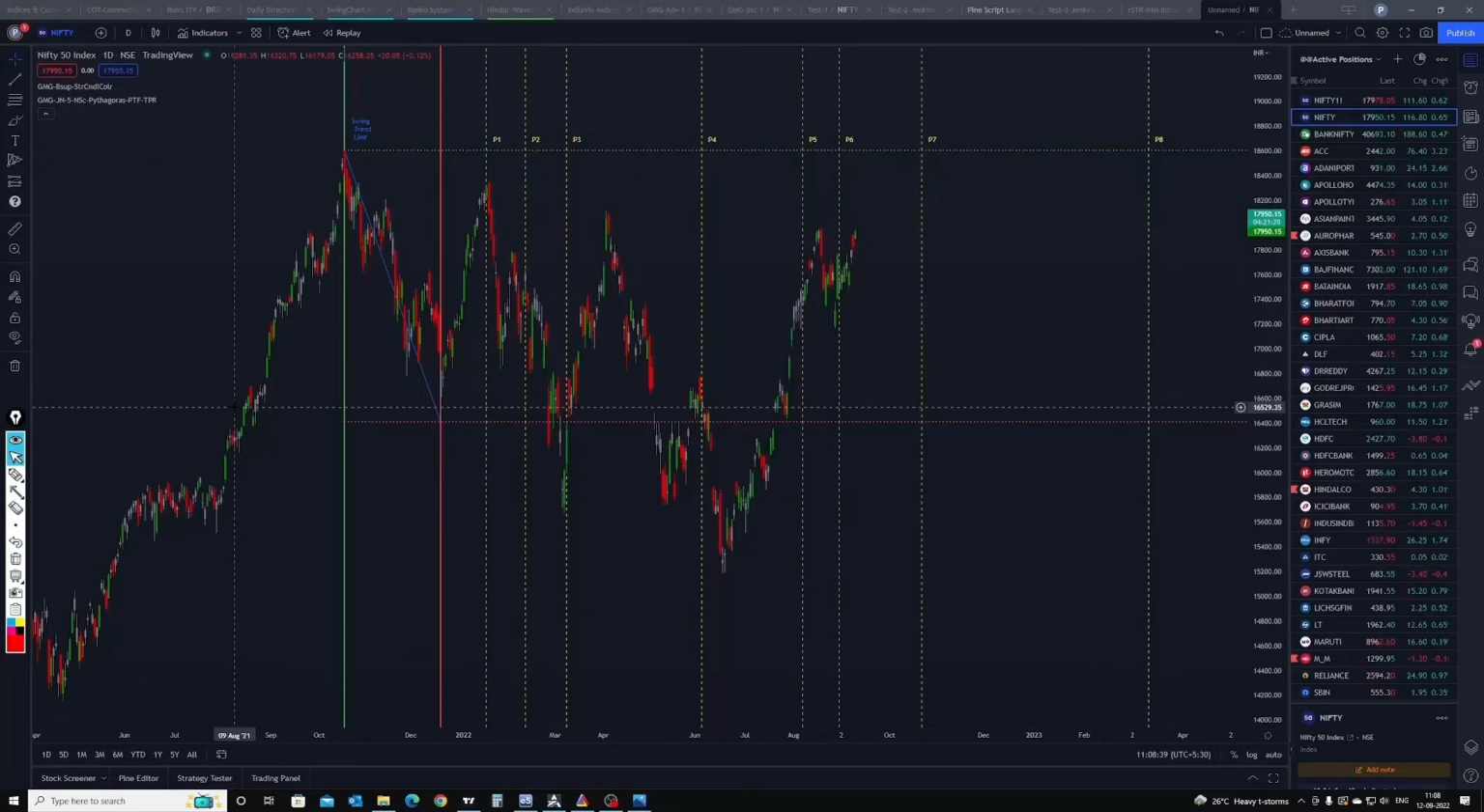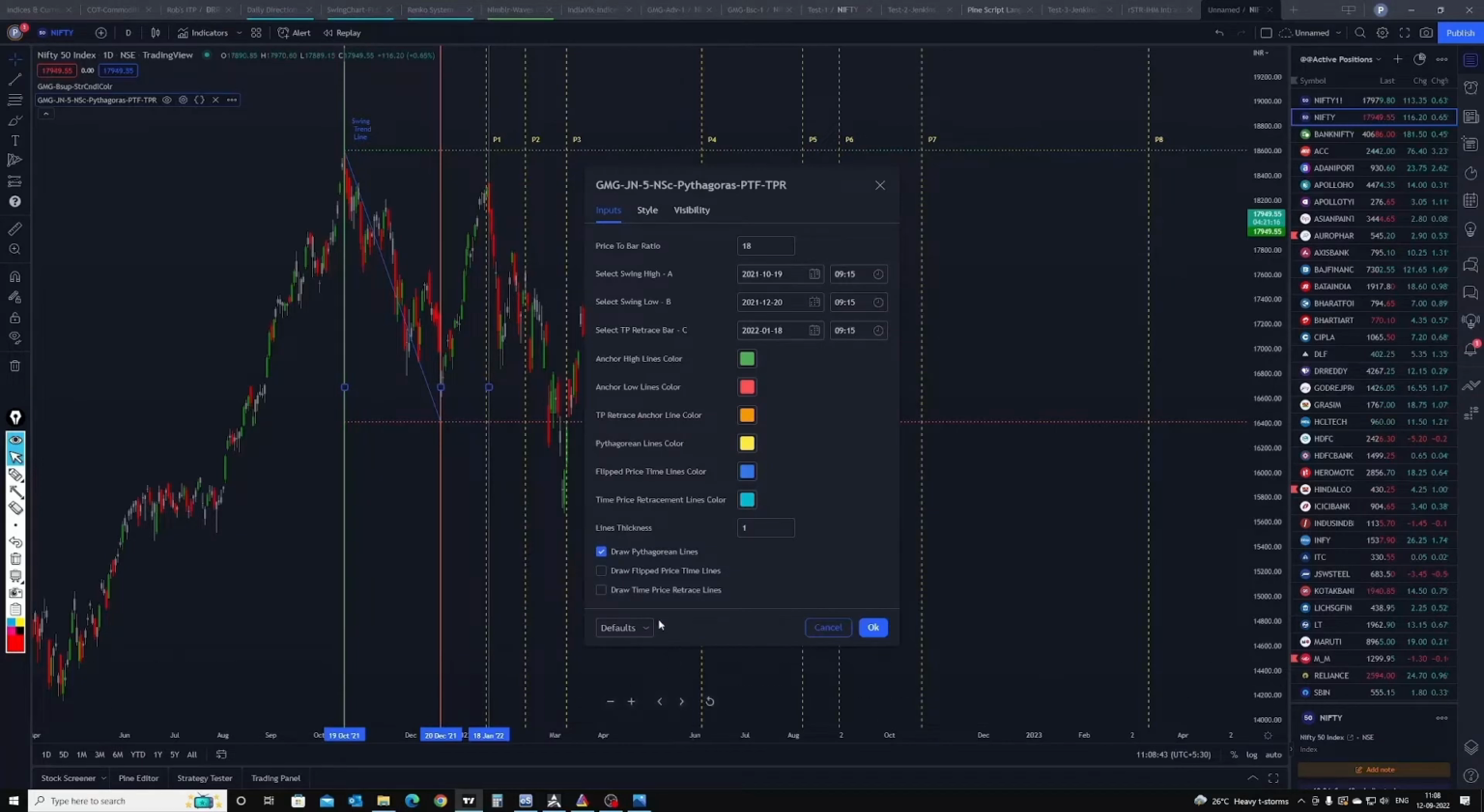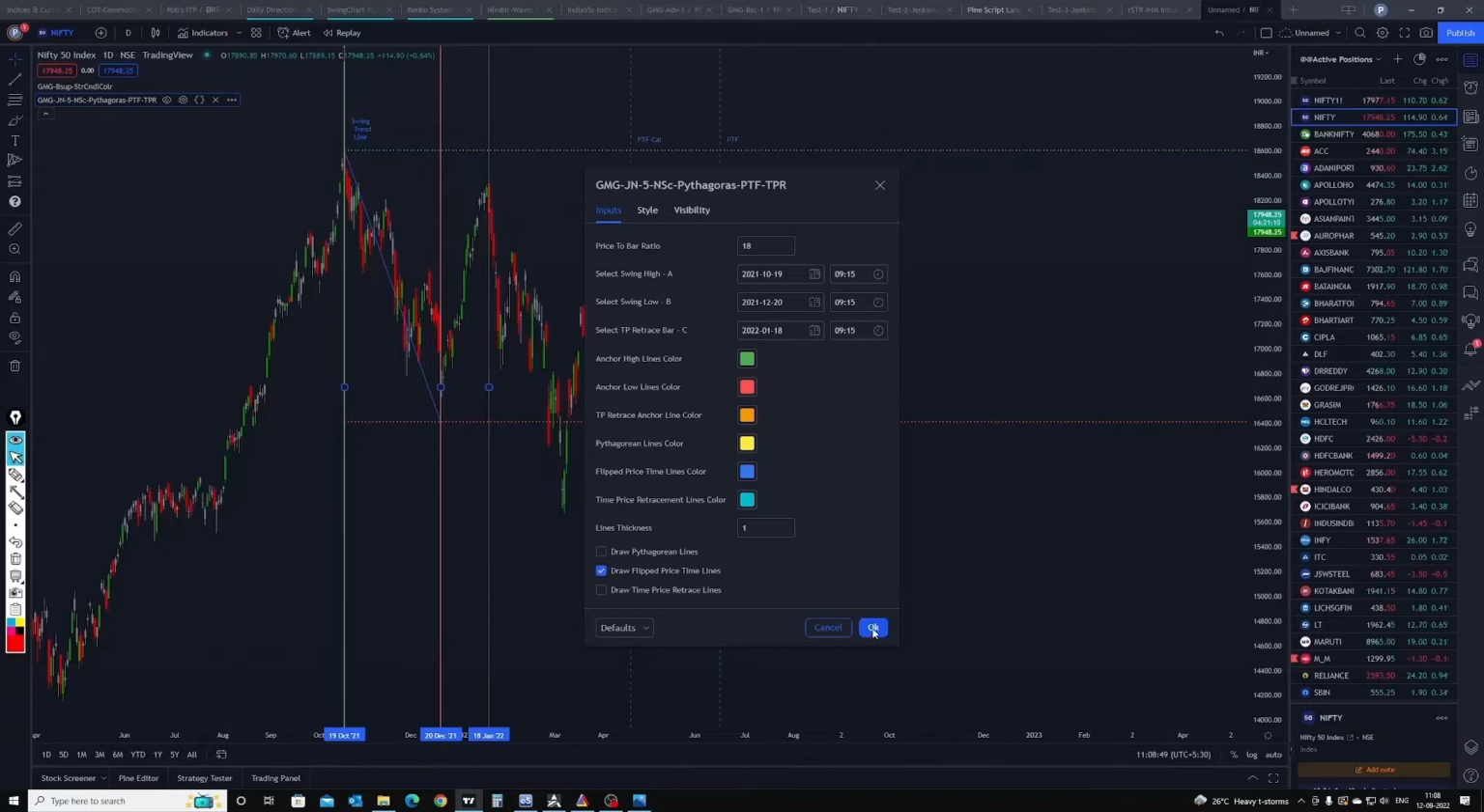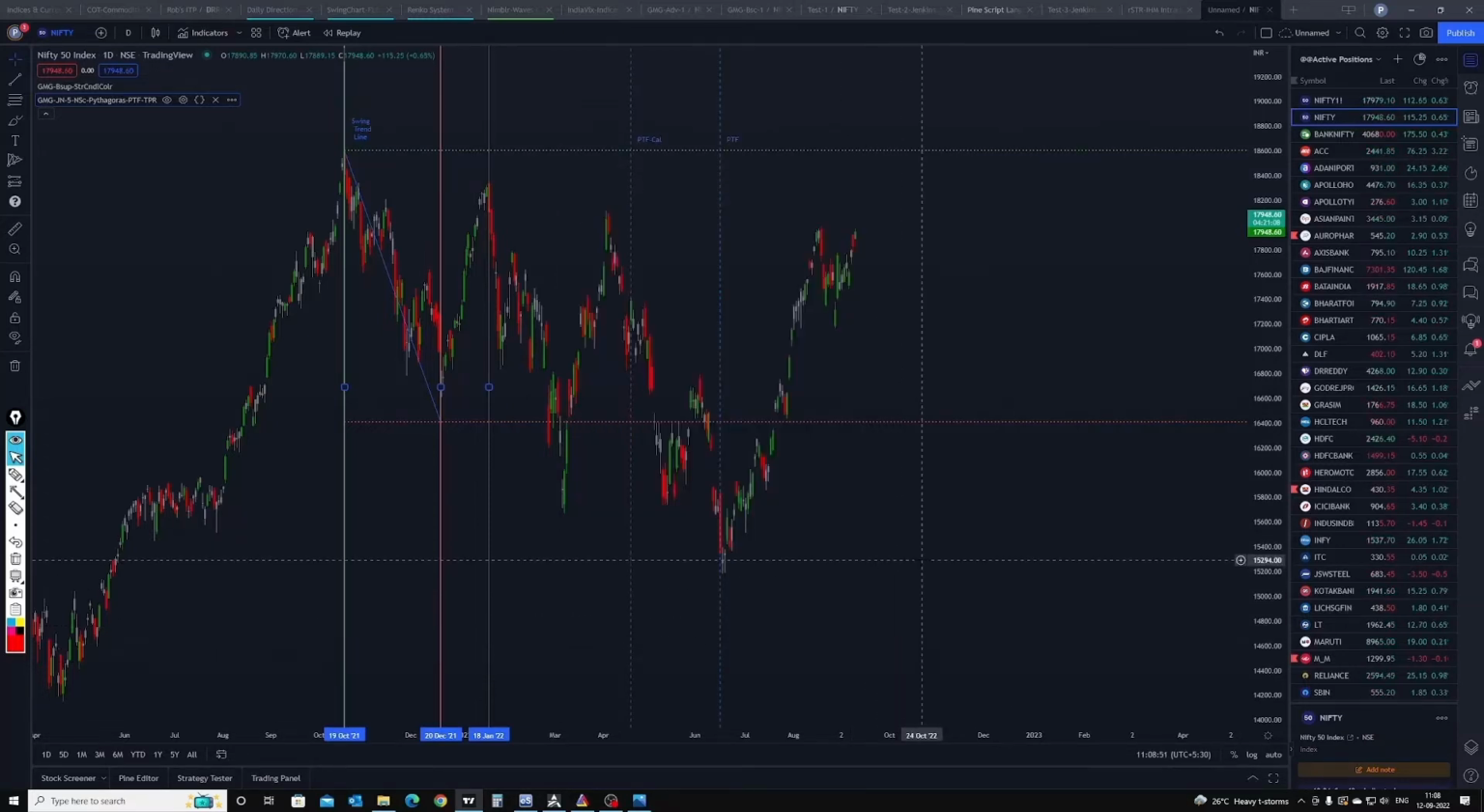Coming to the second indicator, which is price time flipped. Now I'll remove this Pythagorean line from here and click on price time flipped. Okay, so you can see there are two timelines being drawn on this chart. One is the PTF calendar days and another is the PTF.